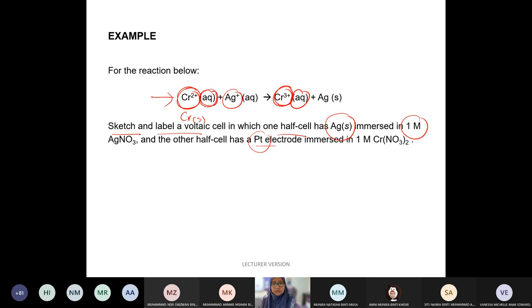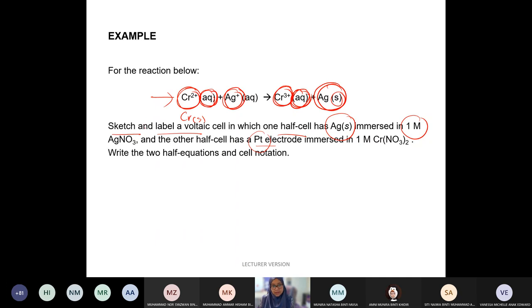Okay. So, this is aqueous. So, this is also aqueous. Initially, it is aqueous state. And then, after they become aqueous state. So, you don't have solid involved there, kan? So, kalau tak ada solid, that means you have to use inert electrode. Faham? So, kalau this one, nampak Ag plus in aqueous state. And then, they reduce becoming Ag solid. So, this solid can also become the electrode. Faham tak? Dia boleh jadi electrode sebab dia dalam keadaan solid. But this one tak ada solid pun for oxidation. So that's why we need to use inert electrode.